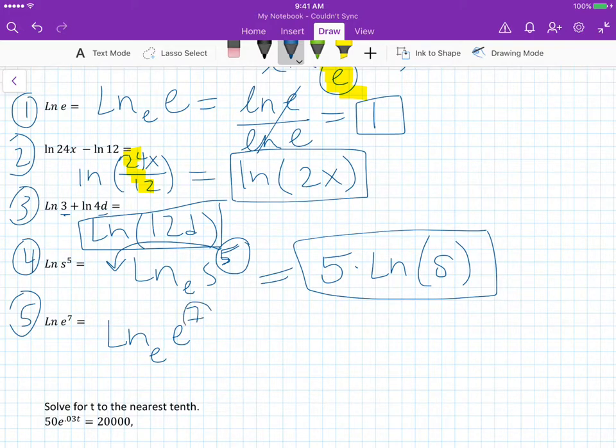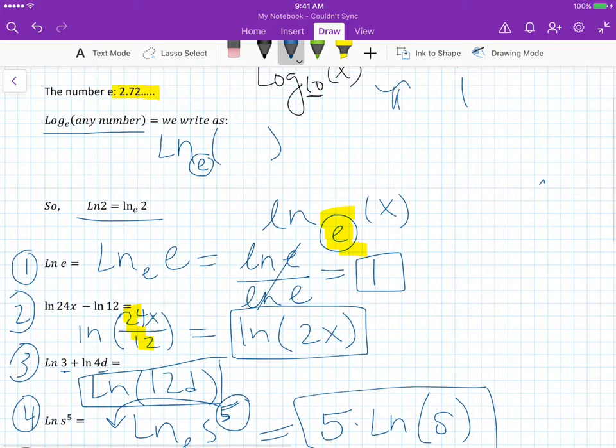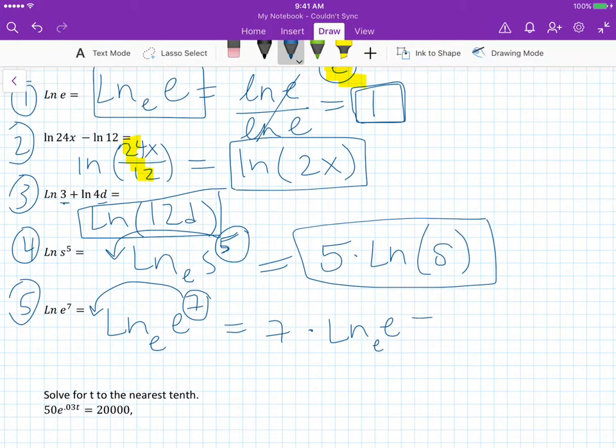I first know that I can use the power rule and bring this 7 down in front, so I could say this is equal to 7 times the natural log of e base e. And I know that the natural log of e base e, from example 1, just turns into 1. So now this is just 7 times 1, which gets me 7.